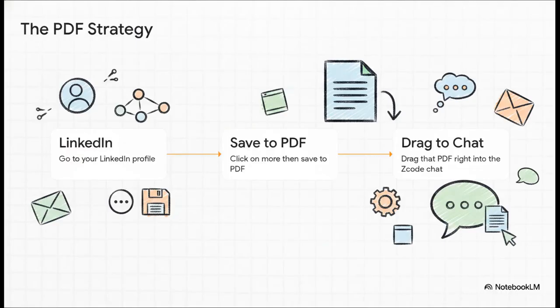The absolute brilliance of this strategy is that your entire career history, your bio, your skills, it's all already written and waiting to be leveraged. We're not typing all that out again. And the process is almost unbelievably simple. Step 1, you literally just go to your LinkedIn profile. Step 2, hit that More button and click Save to PDF. Boom, your whole professional profile downloads as a single file. Step 3, open up a new task in Zcode and literally just drag that PDF right into the chat box. That's the whole shebang. Your data is prepped.